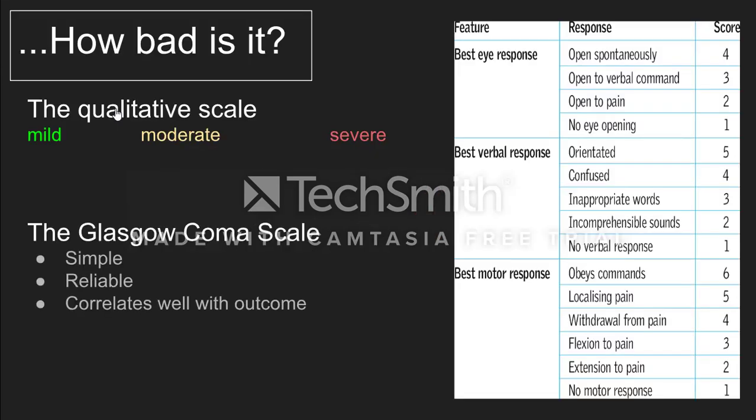Brain injuries are categorized on a qualitative scale from mild to severe. This categorization is based on the extent and nature of the injury, duration of loss of consciousness, post-traumatic amnesia, and severity of confusion during the initial assessment. But there's also the Glasgow Coma Scale, which is used as a scoring system to describe the level of consciousness in a person following a brain injury. It's simple, reliable, and correlates well with the outcome after the brain injury, and it measures functions such as eye-opening, verbal responses, and motor responses.